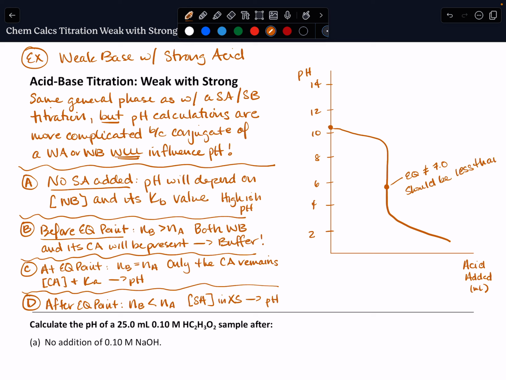It should be less than 7. All right, the reason for that is that at the equivalence point, what remains in solution is a conjugate acid, right? And if it's an acid, we should have a pH value less than 7. All right, so your equivalence point when you do a weak base with a strong acid should always be less than 7.